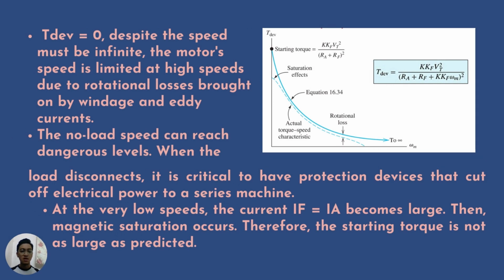This slide shows that when T developed equals 0, although the speed would be infinite, the motor speed is limited at high speeds due to rotational losses, such as windage and eddy currents. The no-load speed can reach dangerous levels. When the load disconnects, it is critical to have protection devices that cut off electrical power to a series machine. At very low speeds, the current If equals Ia becomes large, then magnetic saturation occurs. Therefore, the starting torque is not as large as predicted.